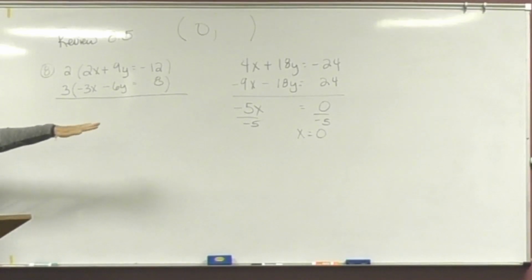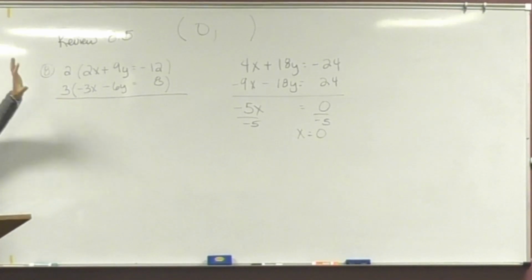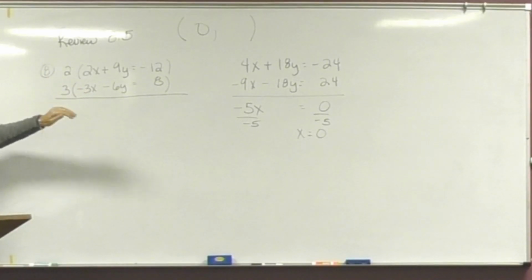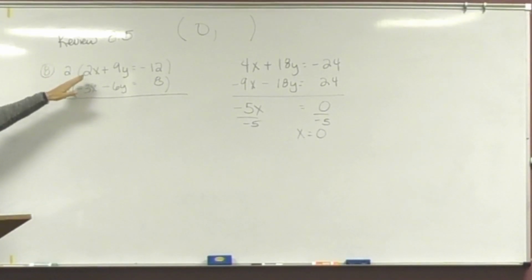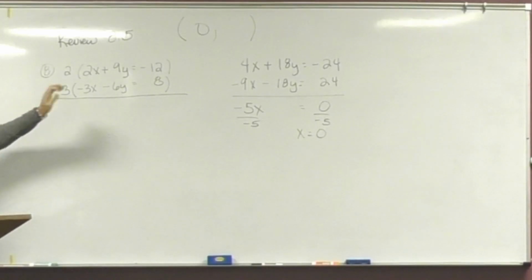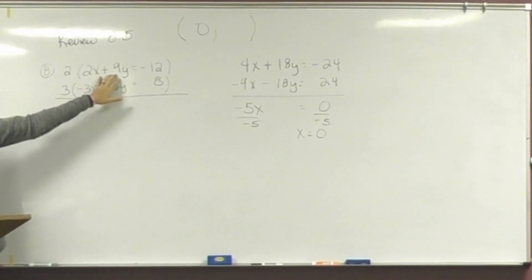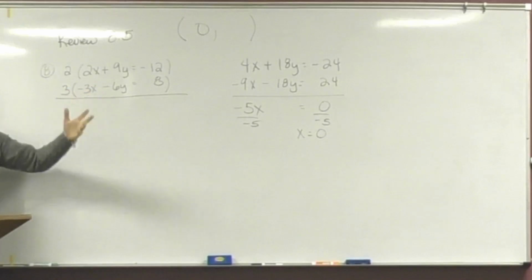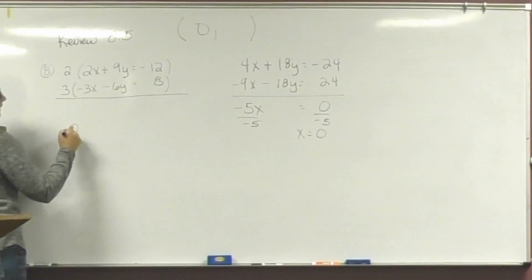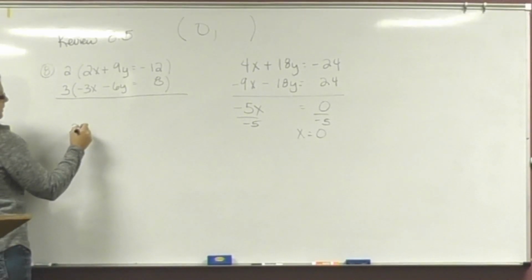So now we take 0 and we go back to one of our originals, okay? And we're going to plug 0 in for an x, and then we're going to solve for y. It doesn't matter. I would pick this one only because my y term is already positive. So again, that's just one less step that I would have to do. So let's take this one. I'm going to use the first one.